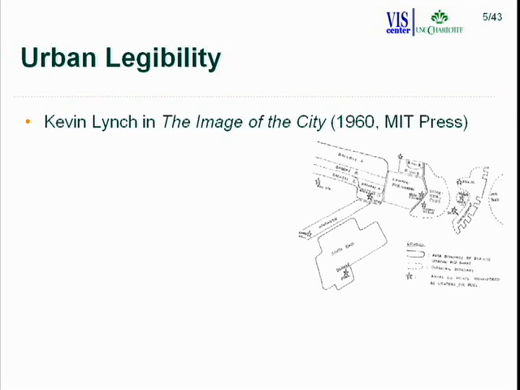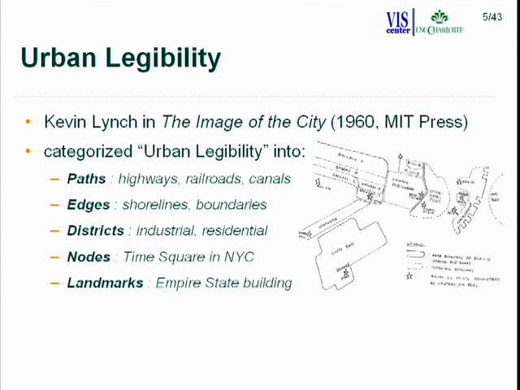For this book, he went around the city of Boston and asked local residents to just use a pen and sketch out their immediate surroundings. What he actually got was a stack of these images that you see on the right here, where people simply sketched out, this is where I live, this is a big road around me, and so on. And he took this stack of sketched images, and he categorized the important things into 5 groups.